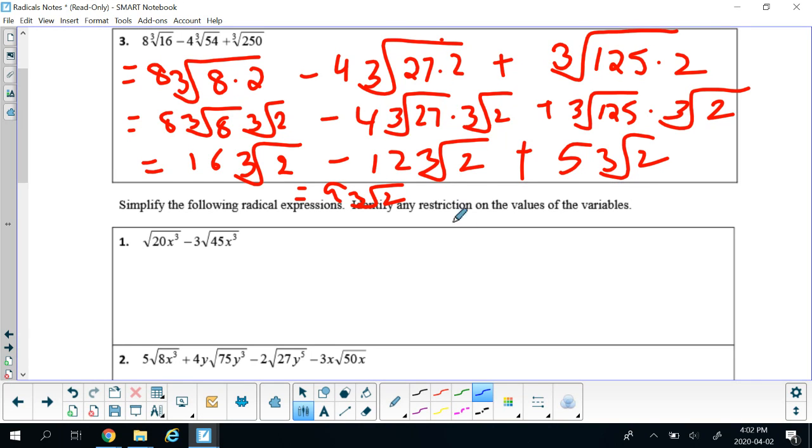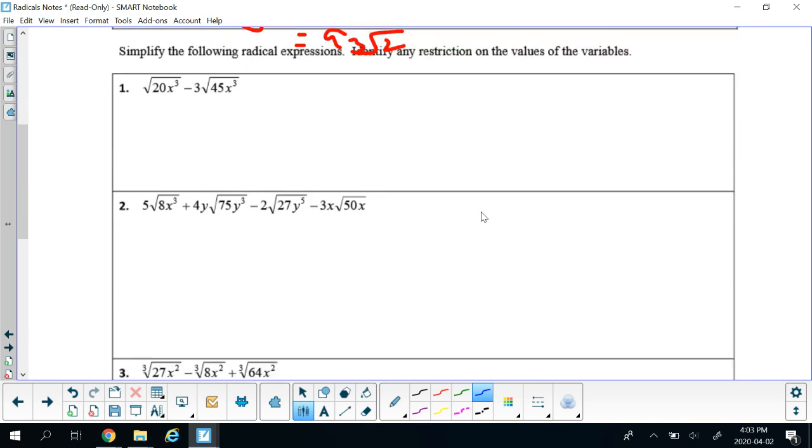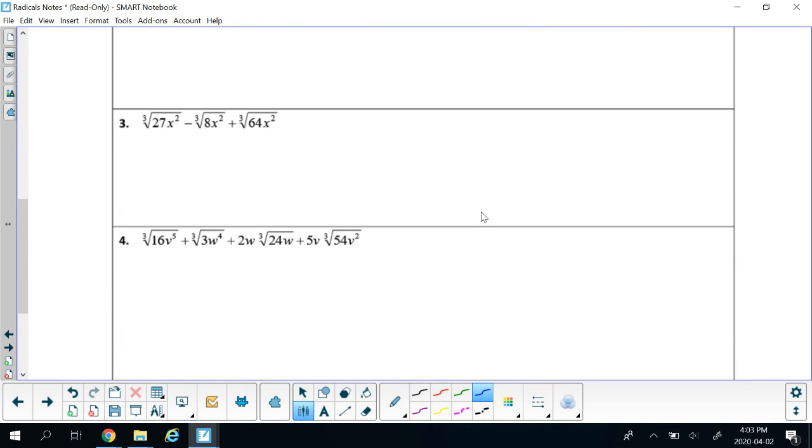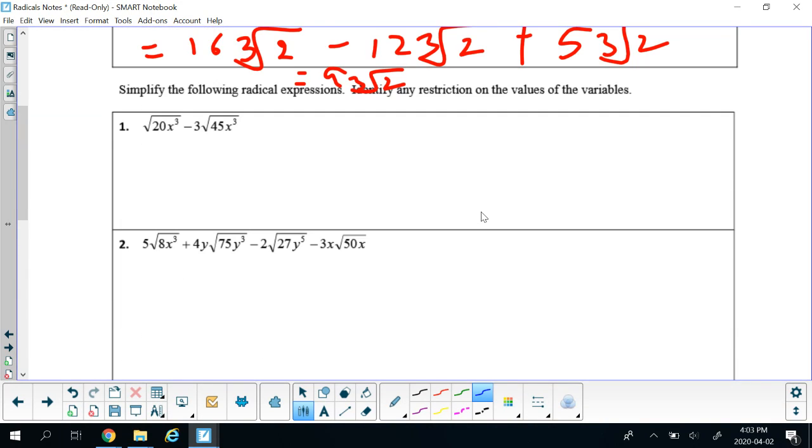Okay. Now let's do a few questions with variables. So in the radicand, you have a variable with the constant. Okay. So let's simplify our first question. Whenever you have a variable in the radicand, you have to always list the restrictions too. Okay, so let's do the first question. It's square root of 20x cubed minus 3 square root of 45x cubed.